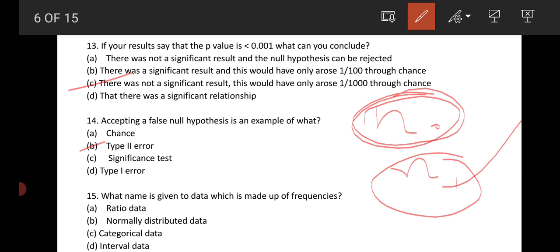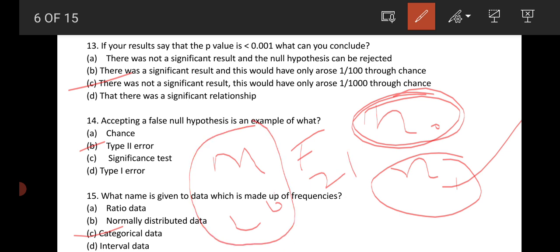Then next question: what name is given to data which is made up of frequencies? If a data is made up of frequencies, then we will say those data are categorical data. If there are male and female, they are giving the number of males as 20 and females as, for example, 21. We are making the frequency like 20 and 21, so they are known as categorical data.